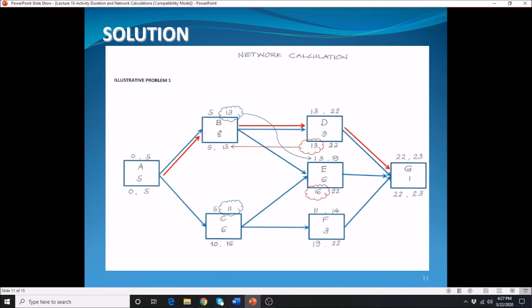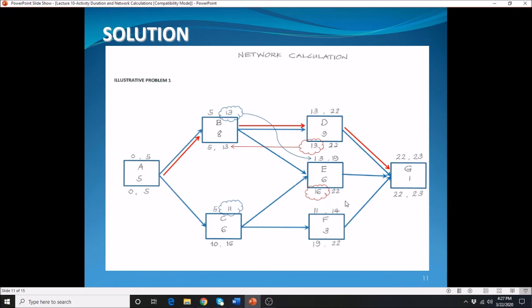Once you finish the forward calculation in a given network, whatever early finish you have on your given calculation tells you the duration of the project. So as you finish performing the forward calculation, you should be able to determine the duration of that particular project. For this particular case, the duration of the project is 23 days.